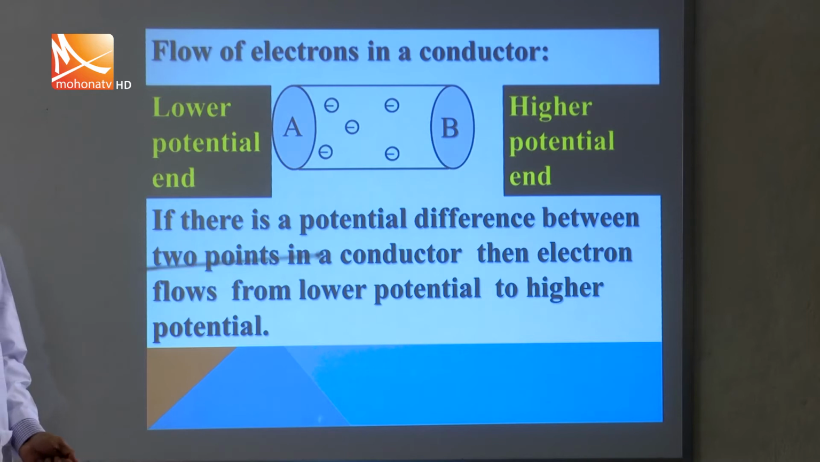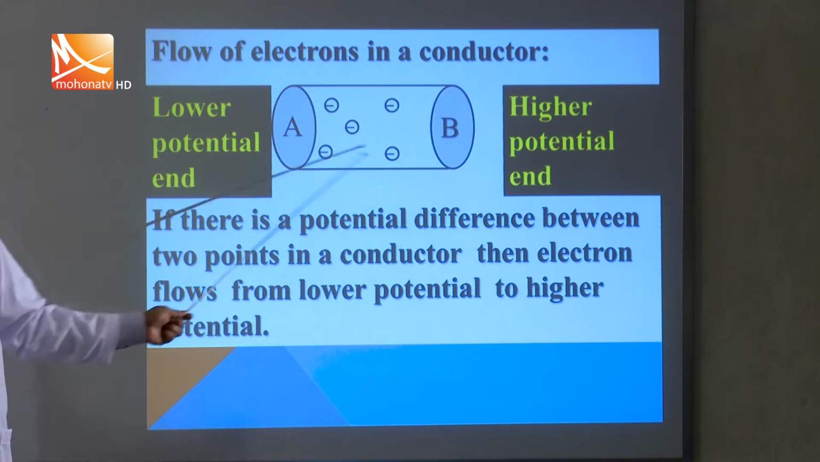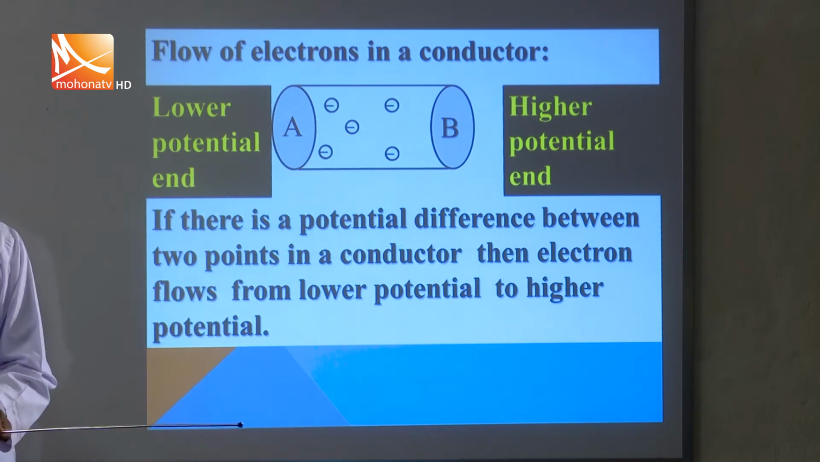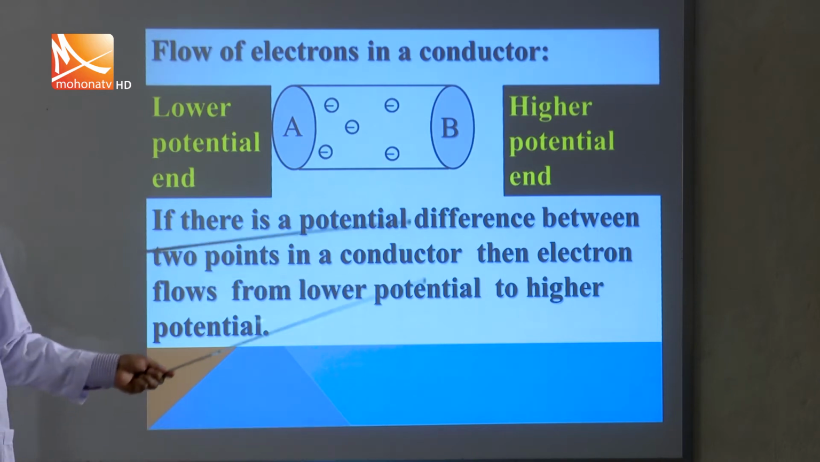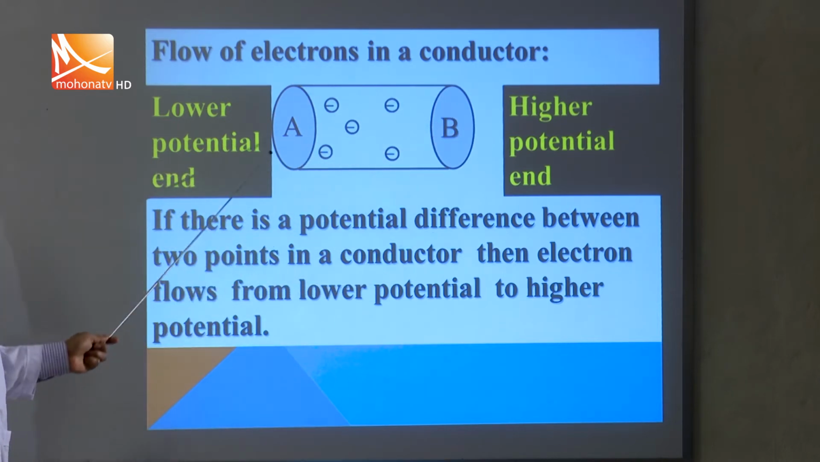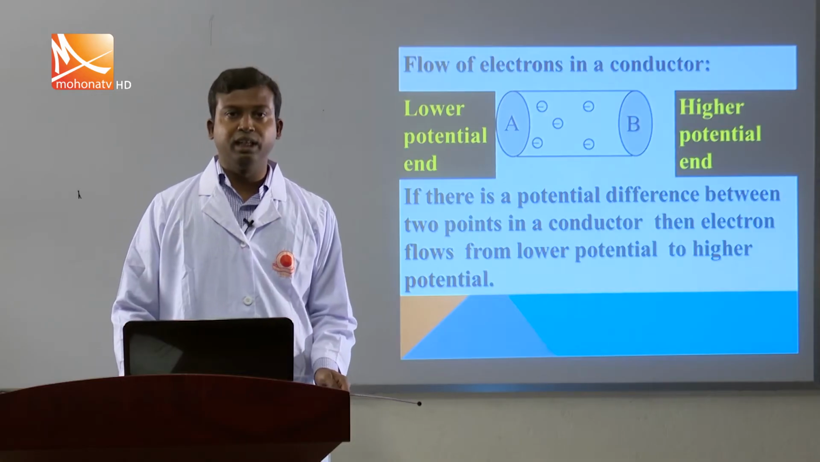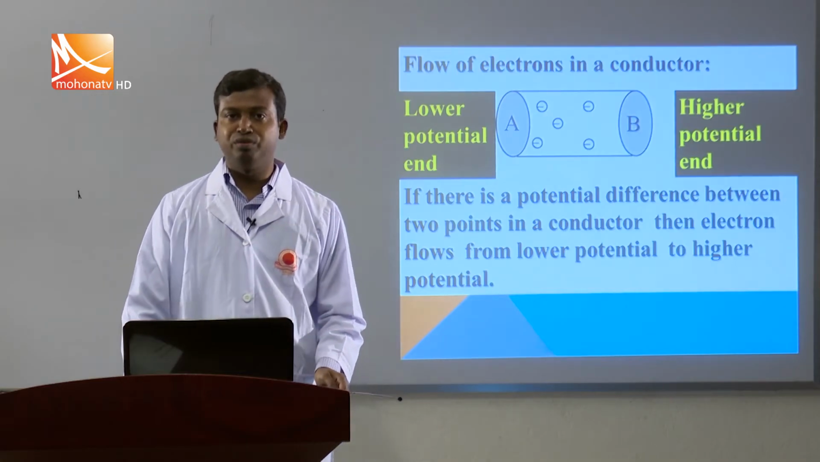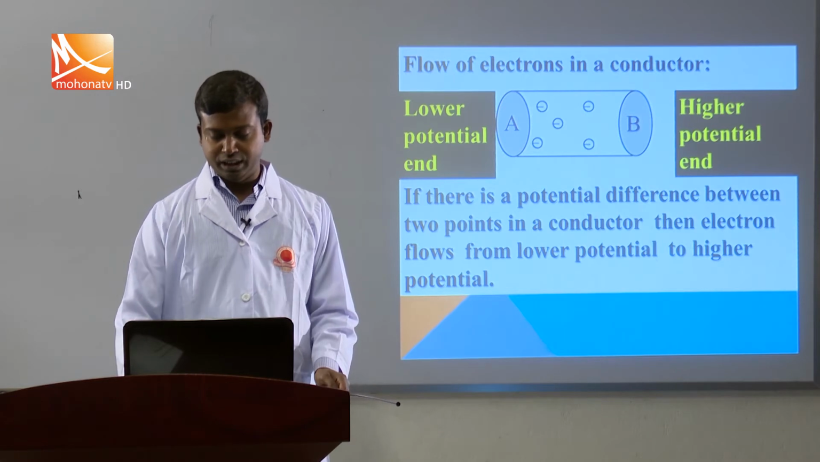For your information, when an electron goes from A to B, then conventionally we think the current flows from B to A. So, this is the conventional rule. The direction opposite to the flow of electrons is regarded as the direction of flow of current.